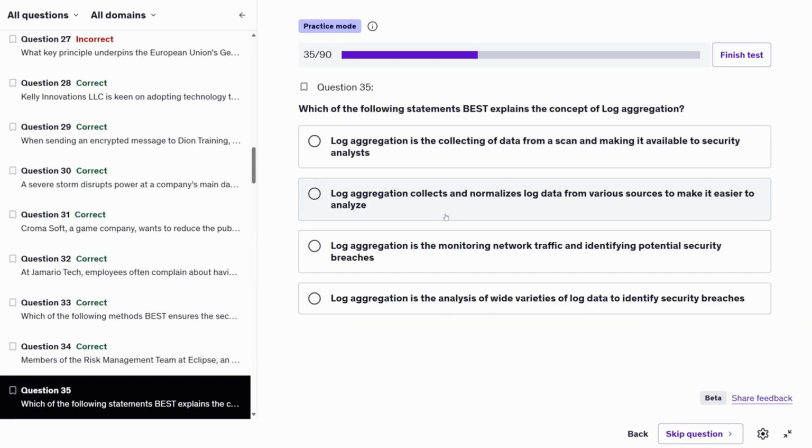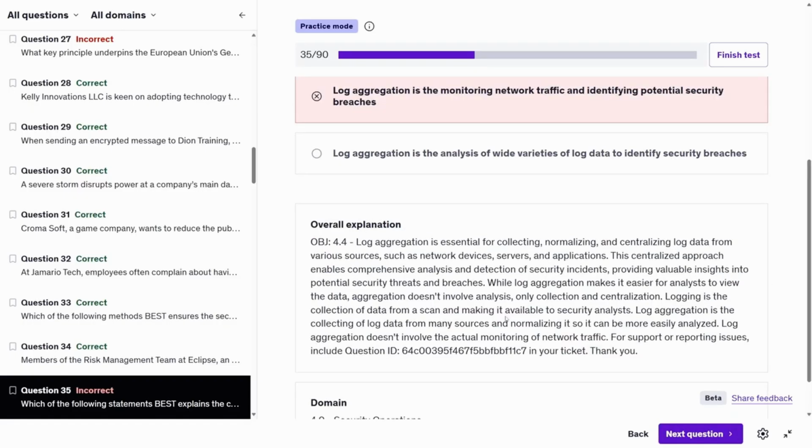Which of the following statements best explains the concept of log aggregation? The correct answer is C. Log aggregation is essential for collecting, normalizing, and centralizing log data from various sources such as network devices, servers, and applications. This centralized approach enables comprehensive analysis and detection of security incidents, providing valuable insights into potential security threats and breaches.